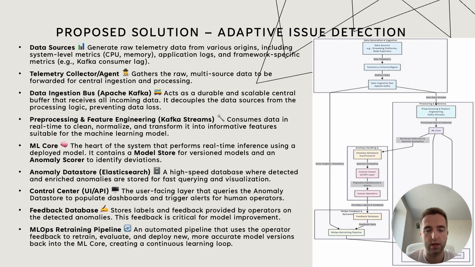To improve the current anomaly detection flow, we have proposed our solution, designed and developed. It consists of the following modules. The most important module is the ML Core. This ML Core is the heart of the system that performs real-time inference using a deployed model. We'll review it later. There are also the anomaly database and the control center.